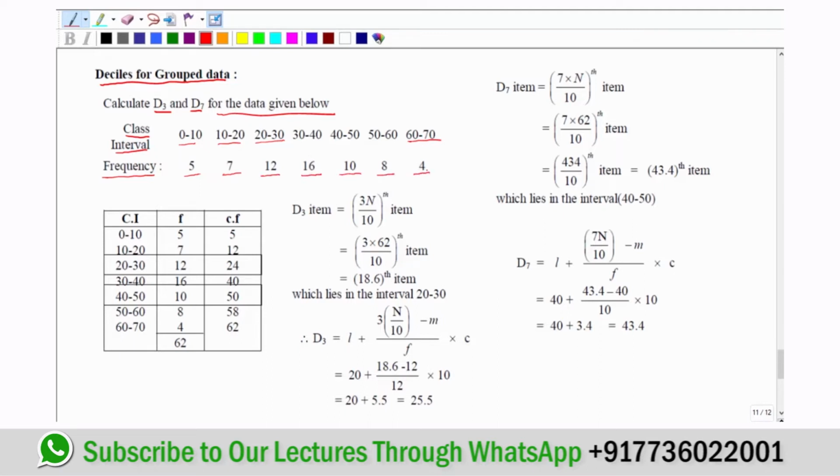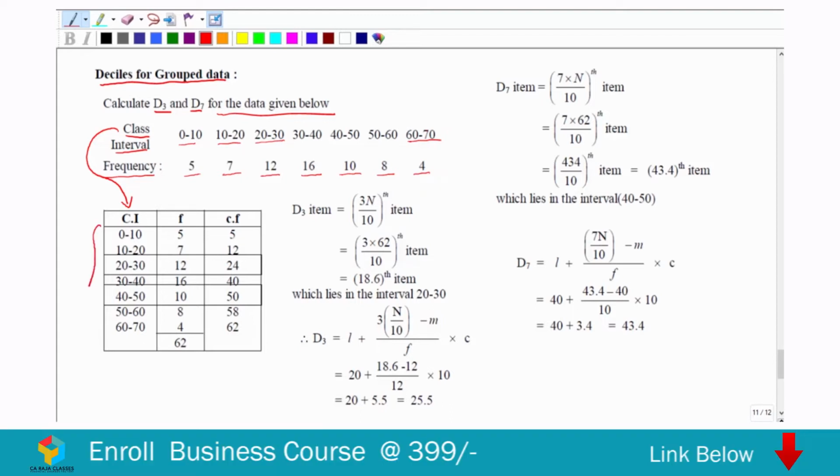So how do we find decile for group data? It is very similar to what we have done in quartiles. The first step is we have to find the cumulative frequency. So let's bring all the class intervals here. Whatever we have in horizontal form, I'm just converting them into vertical form. So class intervals have come. Then we bring the frequencies here. So all frequencies have come.